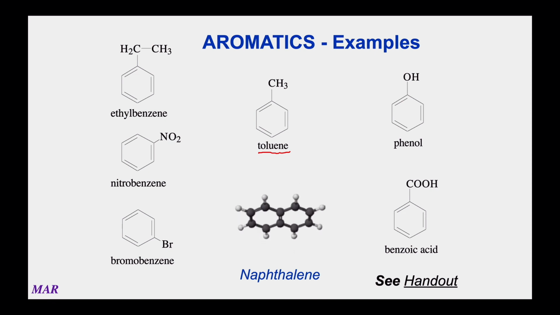And finally, you can have multiple benzene rings connected to each other. Naphthalene is 2 benzene rings connected to each other. So you have actually 2 rings in those guys. It's really cool. Naphthalene has all kinds of different possibilities. So there's lots of examples of these aromatics and stuff we'll see.